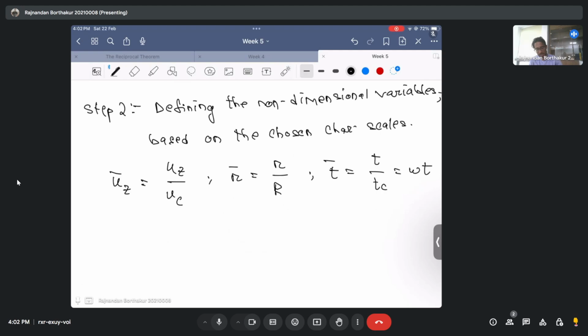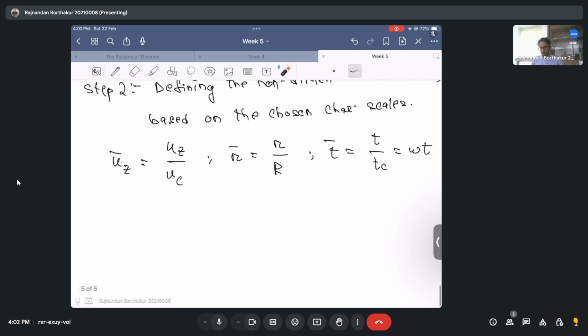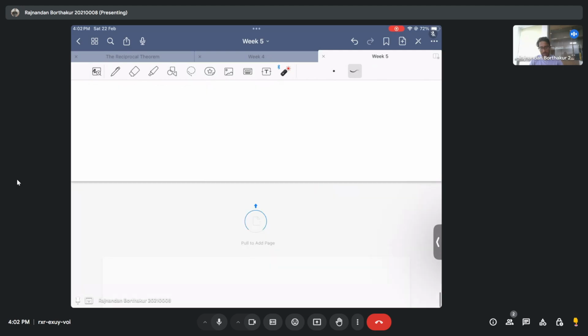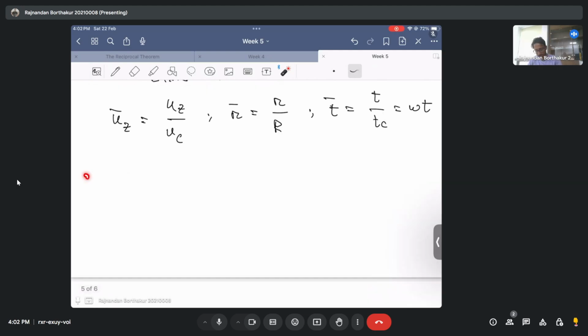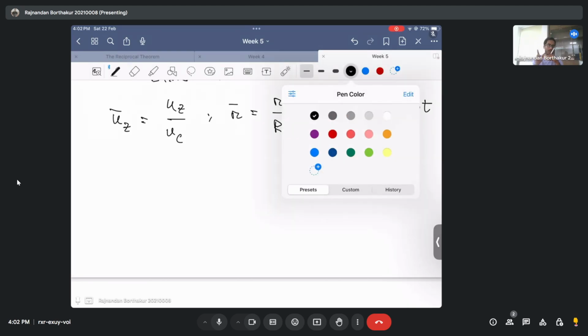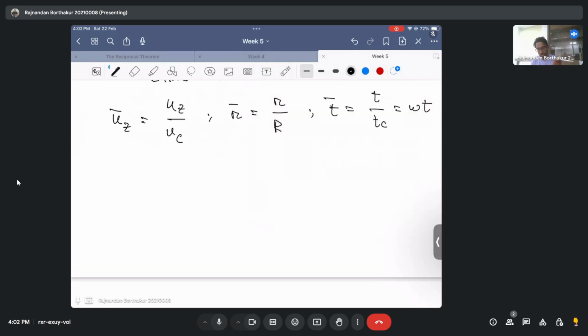So your non-dimensional time t bar is just omega times the dimensional time. Okay. So these are the non-dimensional variables of our interest. So once the non-dimensional variables are defined, it now becomes obvious that in order to non-dimensionalize our equations, we'll substitute these non-dimensional variables into the dimensional governing equation. And that's what we will do in the next step.